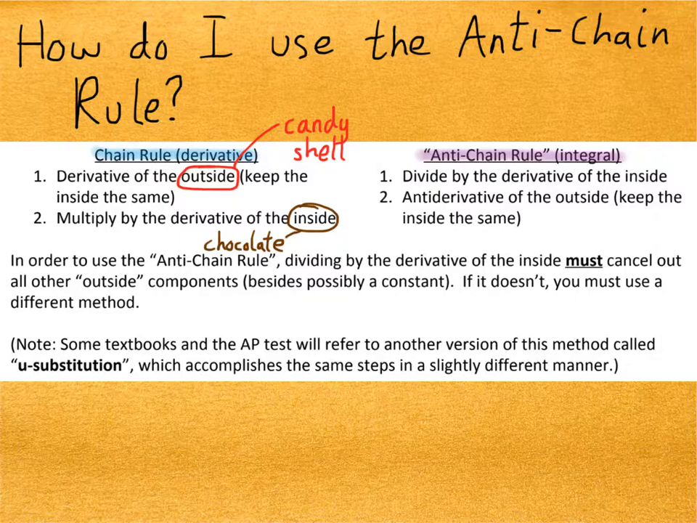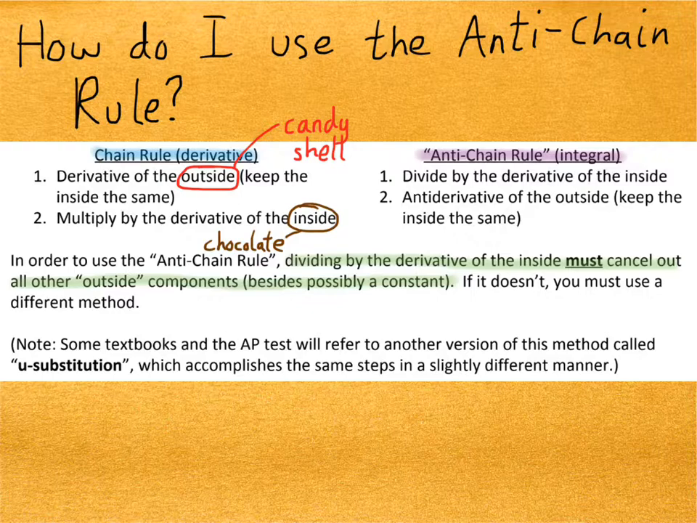So another special requirement here is that dividing by the derivative of the inside must cancel out anything else on the outside of the outside function. And that's what I mean by outside components here, besides possibly leaving a constant out front. If it doesn't cancel everything else, then we have to choose a different method. More about how to recognize that when we get to the second example.